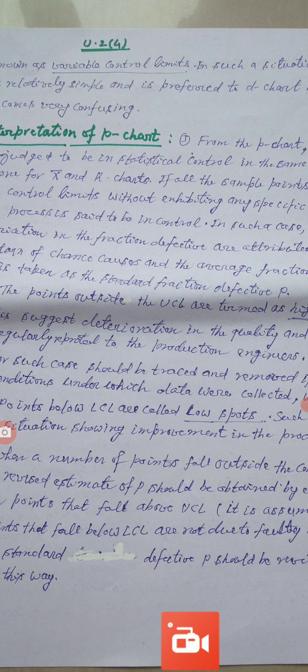And in such a case, the observed variation in the fraction defective is attributed to the stable pattern of chance causes, and the average fraction defective P bar is taken as the standard fraction defective P.